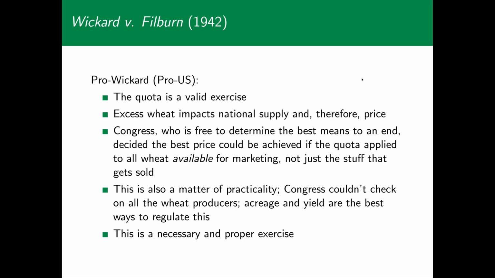This is a practical matter as well, because Congress can't exactly go out and check on all of the wheat producers and say, oh, you grew 13 acres, you can only sell 11. They set the quotas and everything ahead of time, right? So it's sort of preemptive. Ultimately, this is a necessary and proper exercise, necessary to get the effect of the law, which is to stop the price swings, and proper because it's meeting one of the enumerated ends, the regulation of commerce.